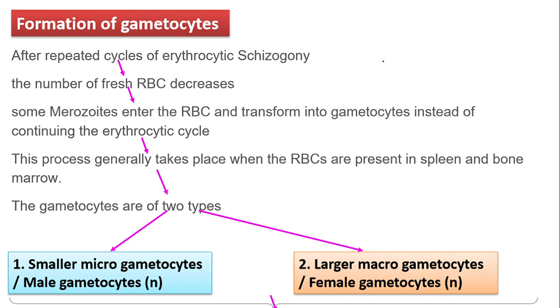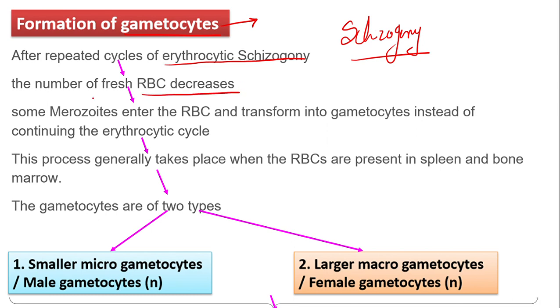Right? Now, so this was all about the one part, that is your sizogony is over. Sizogony is over in human. The second part is nothing but gametocyte. We have seen that it will start the formation of gamete in human, right? After repeated cycle of erythrocytic sizogony, the fresh RBC decreases. Some merozoite enter the RBC and transform into gametocytes instead of continuing the erythrocytic cycle.